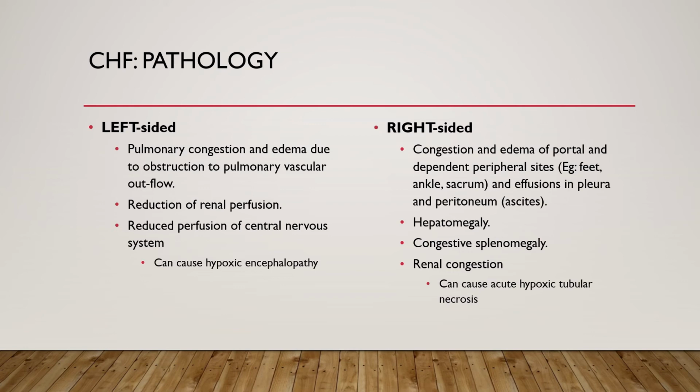The causes are more than likely just salt and water retention and ischemic acute tubular necrosis or something like that. But moving on to the right-sided heart failure, it's going to be characterized by congestion and edema of portal and dependent peripheral sites. You're going to see that edema pooling in the feet, ankle, sacrum, and effusions in the pleura and peritoneum. So you'll see ascites as well, possibly. Hepatomegaly, congestive splenomegaly, and renal congestion as well.